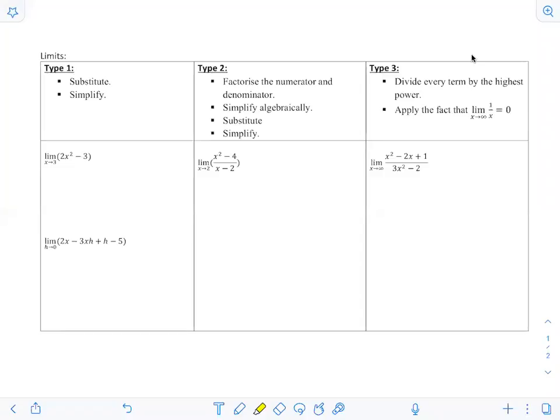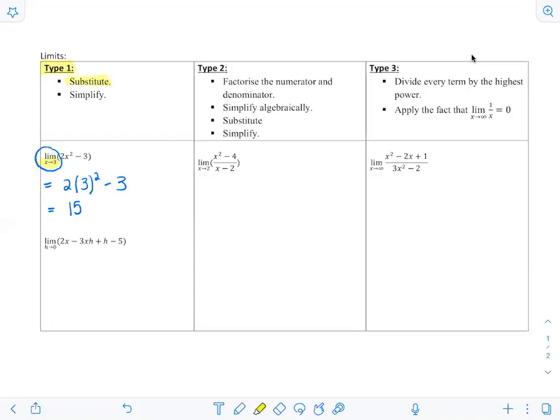We need to be able to recognize the different types of limits and know how to work with each one. The first type, very easy. You are just going to substitute the value x approaches and simplify. X is approaching 3. So everywhere where there's an x, I substitute a 3. And the moment I substitute the value, this limit symbol disappears. And I simplify. 3 squared is 9, times 2 is 18, minus 3 is 15.